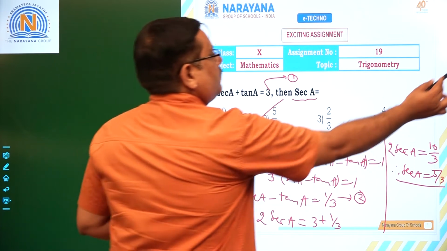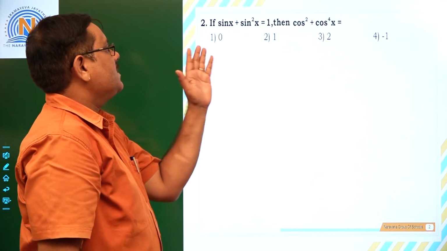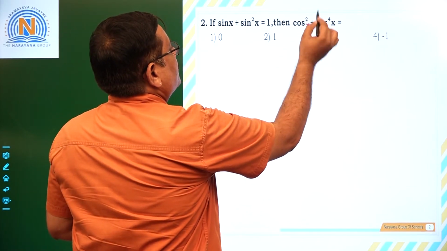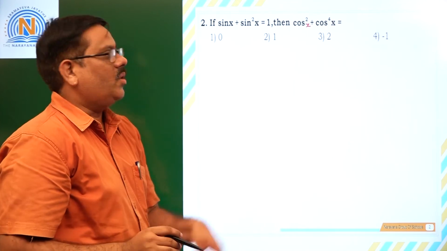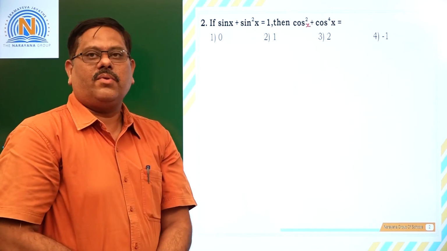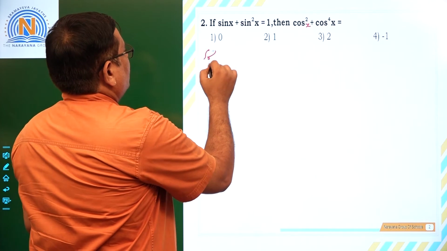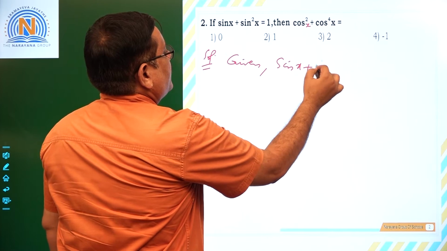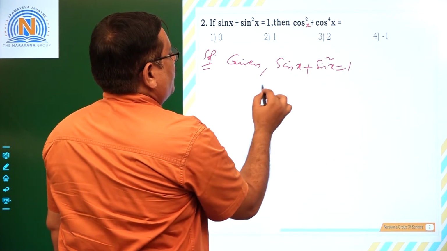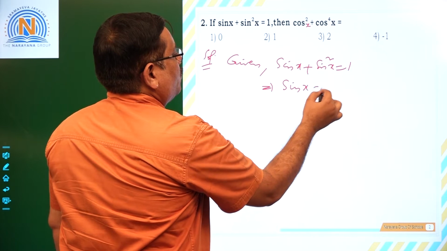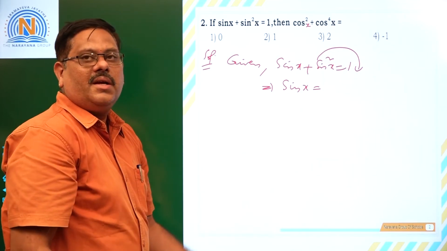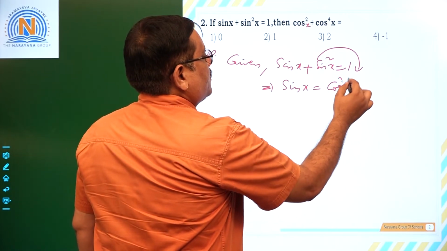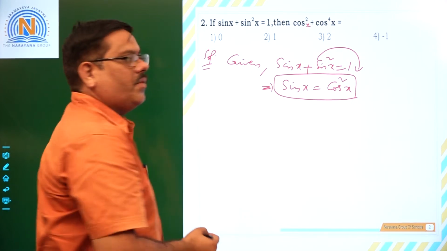Now, let us see the next question. Sin x plus sin square x is equal to 1. Then what is the value of cos square x plus cos power 4x? Now, what is given for us? Sin x plus sin square x is 1. That implies sin x is equal to, let us transpose this sin square x to the other side. It becomes 1 minus sin square x. What is the value of 1 minus sin square x? Cos square x. Okay? This is the result we have to use now.